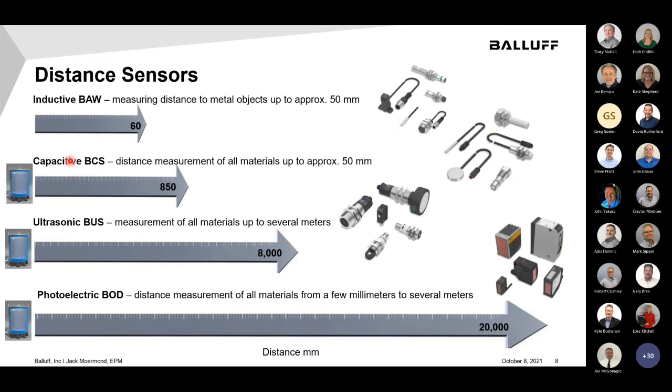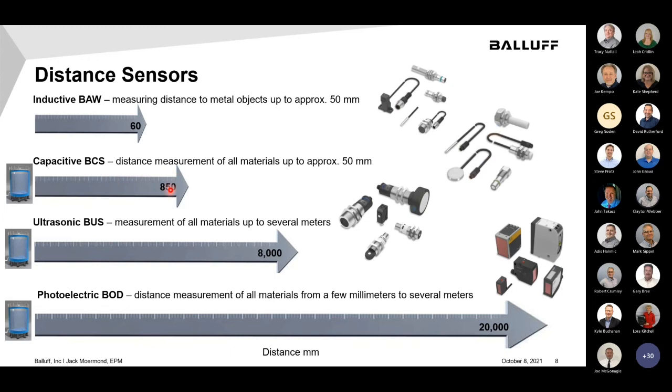This one, I would expect a couple of comments about, are you serious? Yes. We can do distance measurement with capacitive sensors. If you're doing it with a BAW, it's going to be a metal object. If you're doing it with a capacitive, it can be anything. I do know that we've used some capacitive sensors to do loop control on some pieces of equipment. It's a tough application, but it can be done. You'll notice here that I'm saying that we can detect distances up to 850 millimeters.